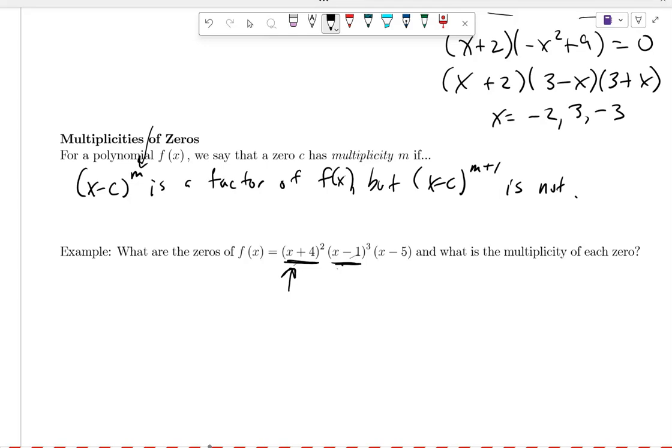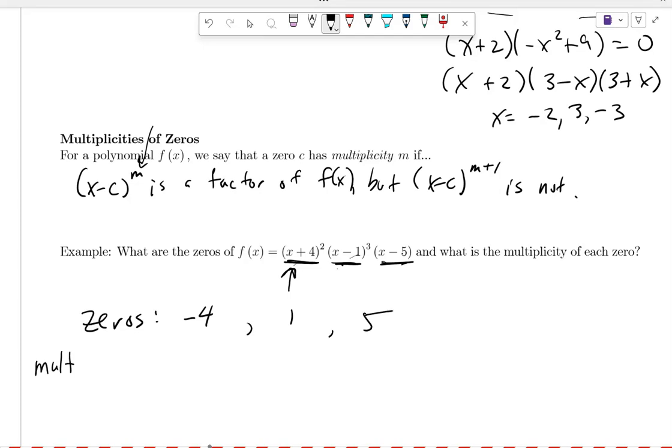-4. This one is +1. This is +5, right? Set x plus 4 equals 0, you get -4. Set x minus 1 equal to 0, you get 1, right? Okay? So your zeros are -4, 1, and 5.